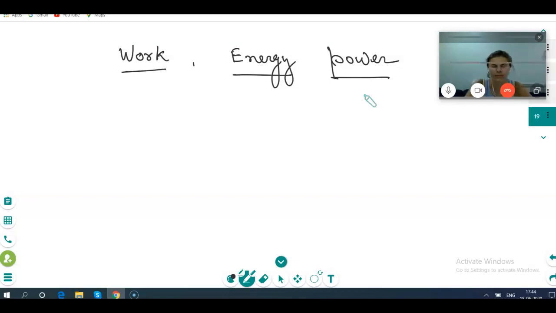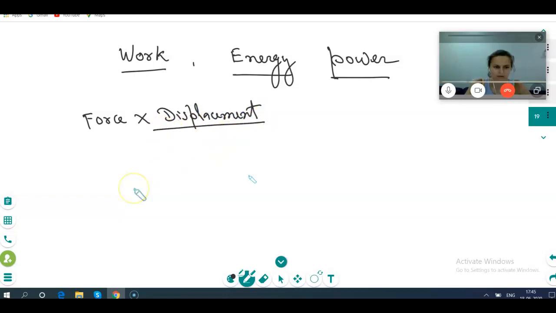First is work. What is work? Please tell me. Work is done when energy is applied on a displacement. Work is nothing but force times displacement. Displacement should be taken in the direction of the force.